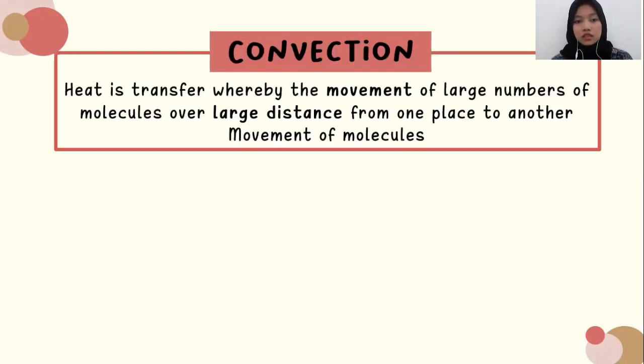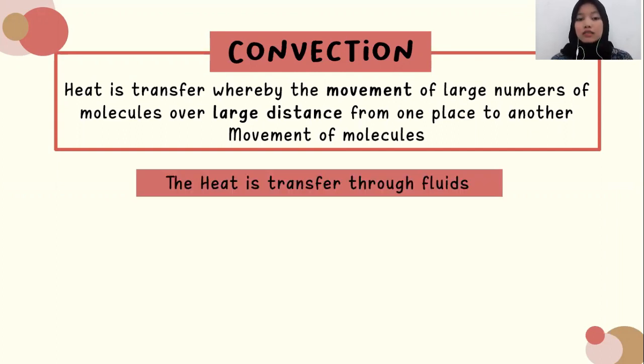What is convection? The convection is the transfer of heat by the movement of large numbers of molecules over large distances from one place to another. So here we have to underline the movement of the particles, that the particles have large distances. Or simply, we can say that convection is the heat transfer through fluid.